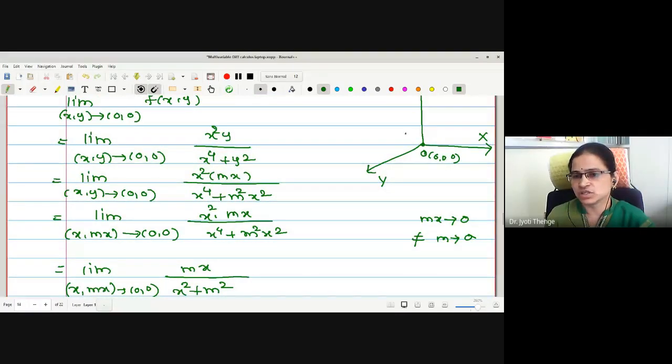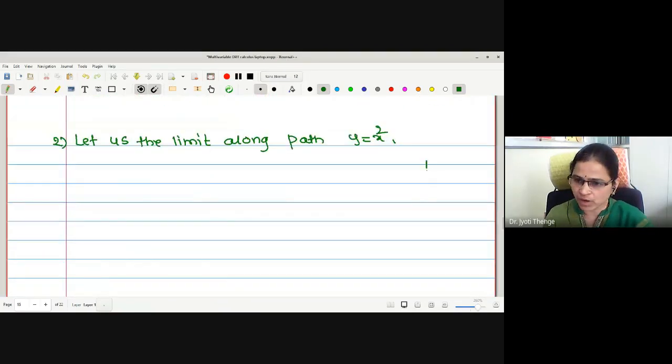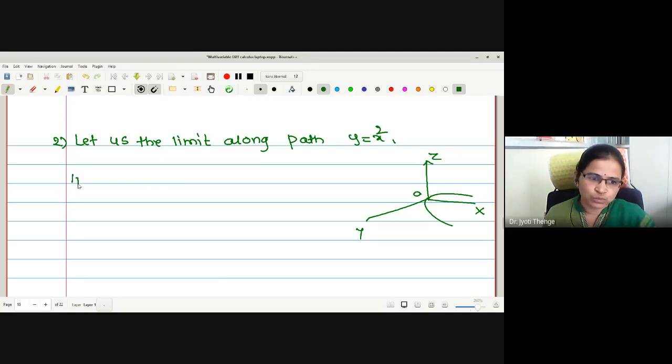Here I'll just draw the sketch. Somewhat like this, the straight line is the path we have selected. Now we are selecting a path like a parabola. While selecting a path, you should be very careful that the curve should pass through the given point. Okay? Now as we have discussed, this parabola passes through the origin, because if I put (0, 0), it satisfies. Therefore, let us change the path and find out the limiting value.